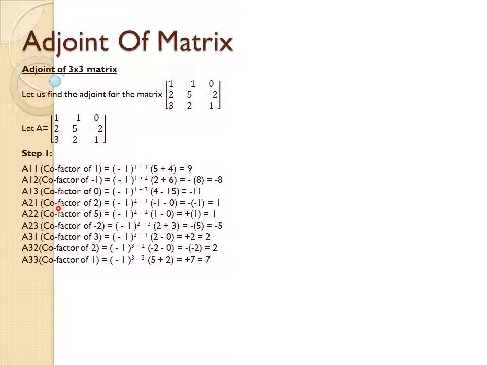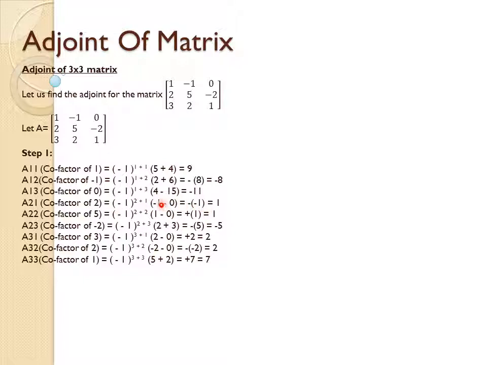So let's take a random example like A21, that is the cofactor of 2. A21 means this one. So I have to remove this particular row and this particular column. So my remaining is -1 0 and 2 1. So if I have to find it out, -1 into 1, minus 2 into 0, 2 into 0 means 0, so -1 basically. So A21, that is the cofactor of 2, equal to -1 minus 0, that is -1.